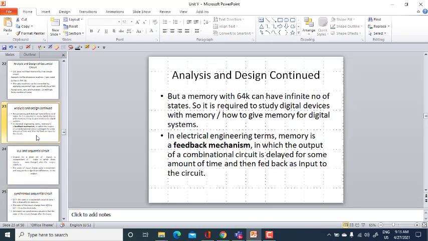So as of now, the output of a sequential circuit depends on the present input as well as the previous output. And keep in mind, you have an output from the sequential circuit only when you have a change with respect to the clock, that is, with respect to the clock transitions only, along with the input. Memory is a feedback mechanism in electrical engineering, in which the output of a combinational logic circuit is delayed for some amount of time, and then it is fed back as the input to the circuit.